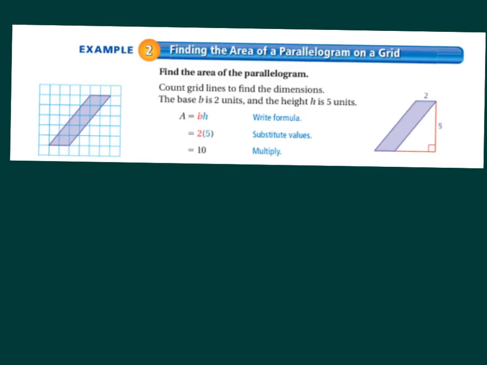Example 2 is going to give us a picture on a coordinate plane, and a lot of it, you guys, is just counting and being able to see the units of measurement of our shape. So the 2 key things to remember is that the base and the height may not always be a straight line through our shape.